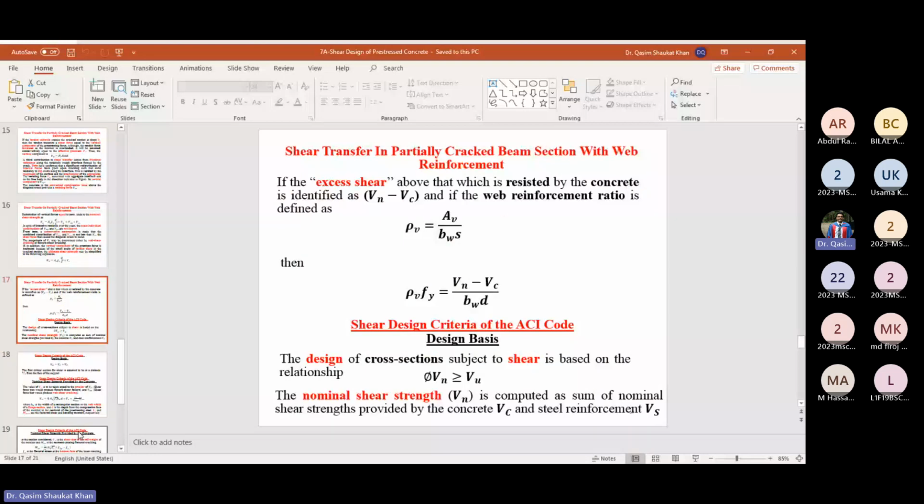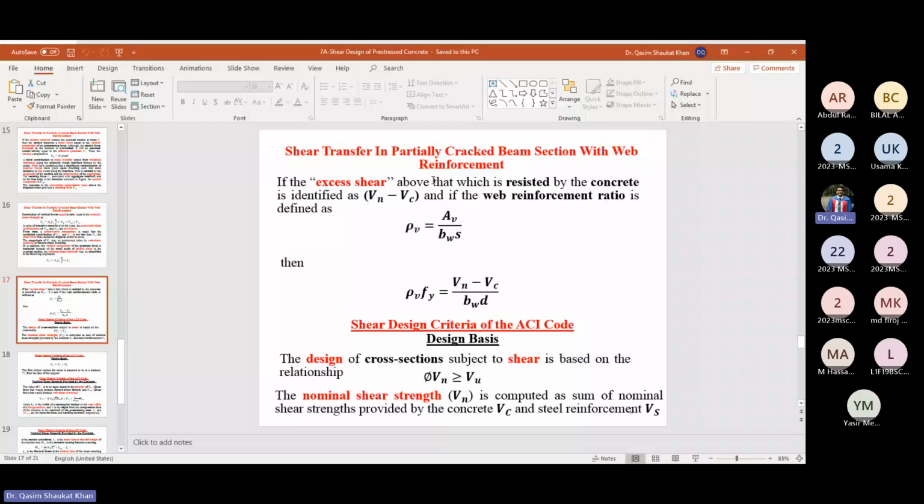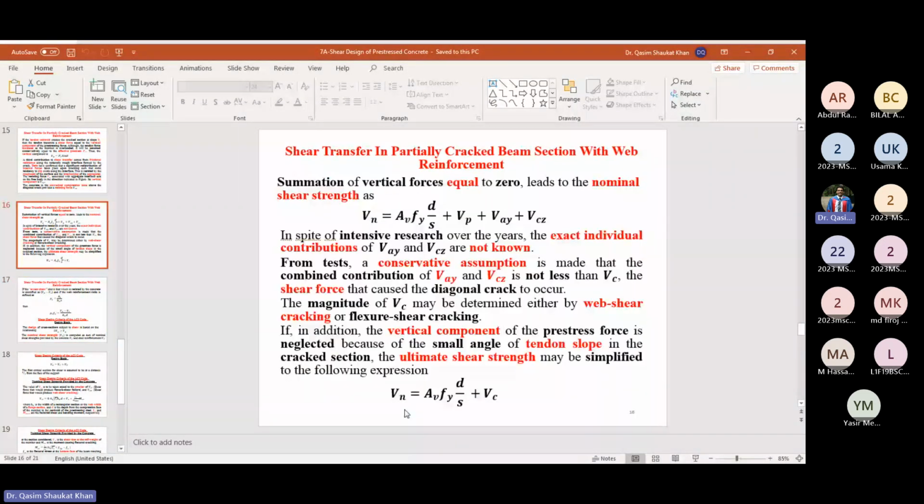The excess shear above that which is resisted by the concrete is identified as nominal shear minus Vc. Vc is the contribution of the concrete. Now if you see over here, the nominal shear is the sum of the contributions of the U-shaped steel stirrups plus concrete. So these are the two contributions.